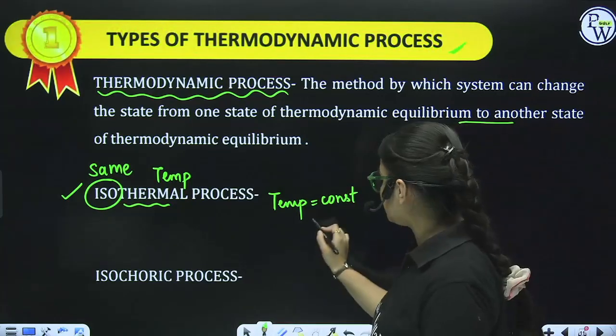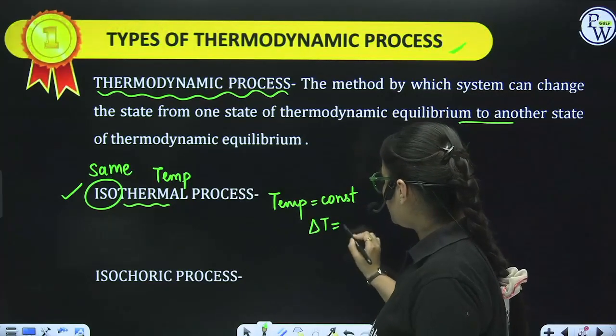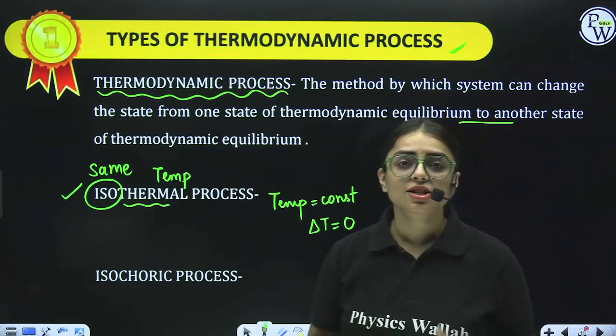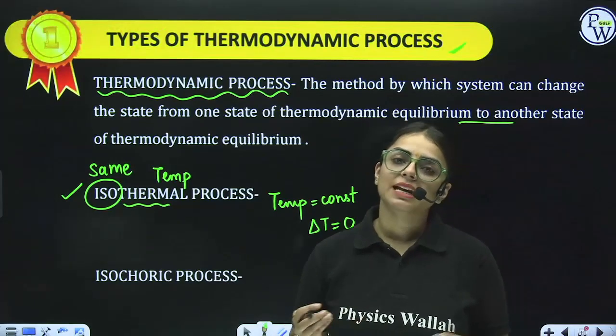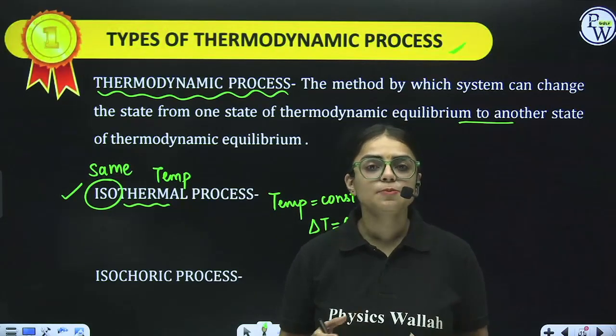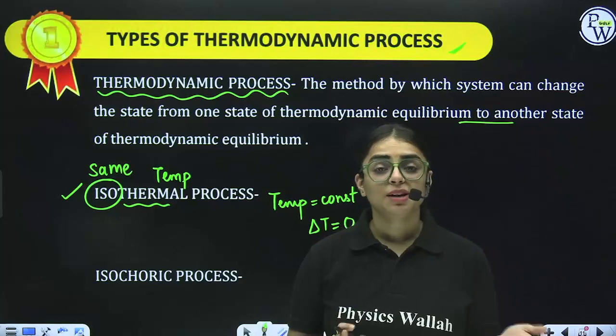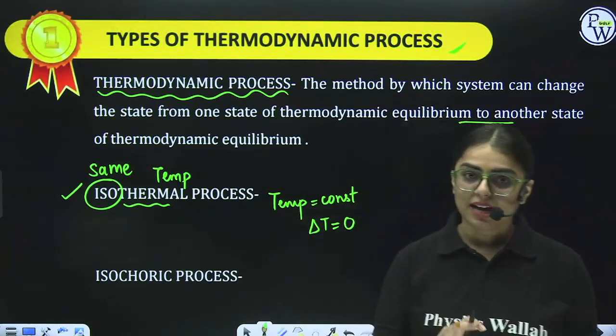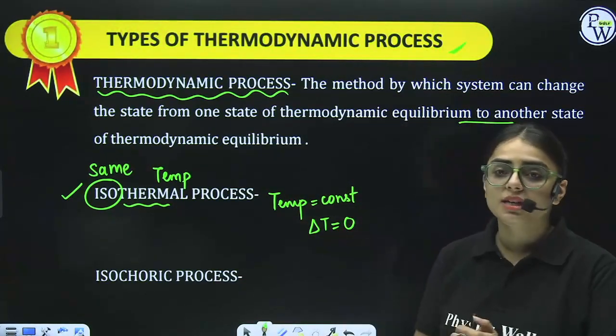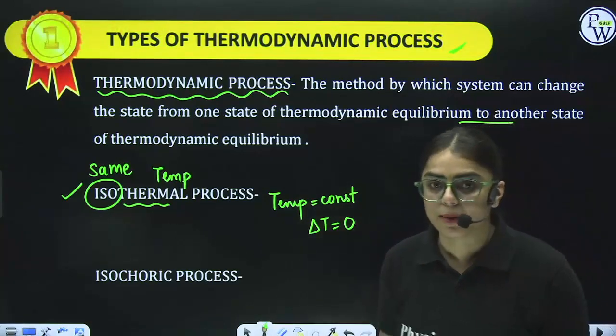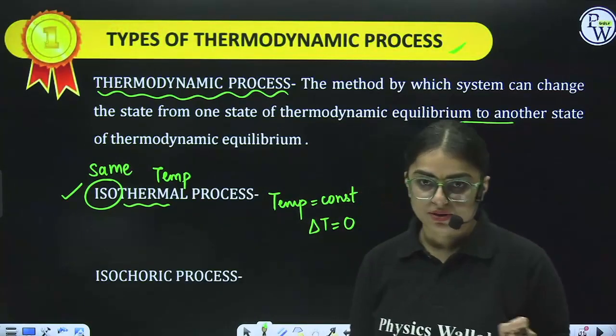That means delta T over here will be 0. Now what is delta T? Change in temperature. It will remain 0. I've already explained it is a state variable. It depends upon the initial and final terms. So final temperature minus initial comes out to be 0 because the temperature remains the same. This is what an isothermal process is, right?